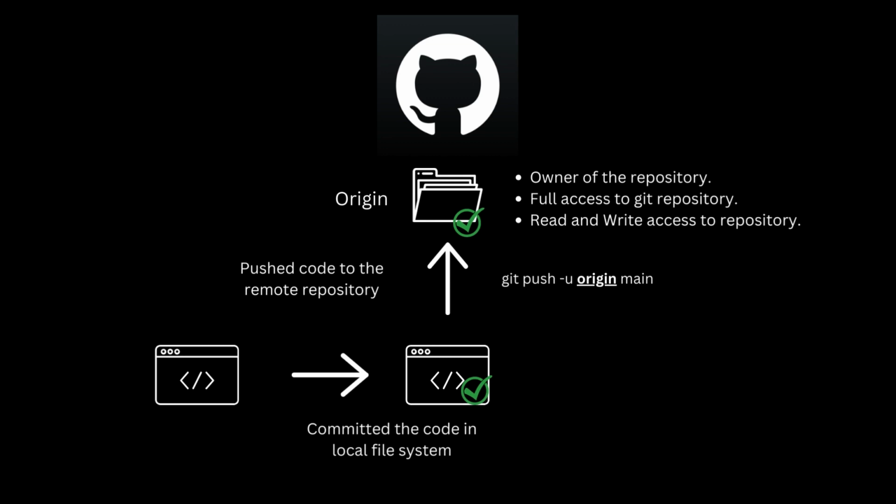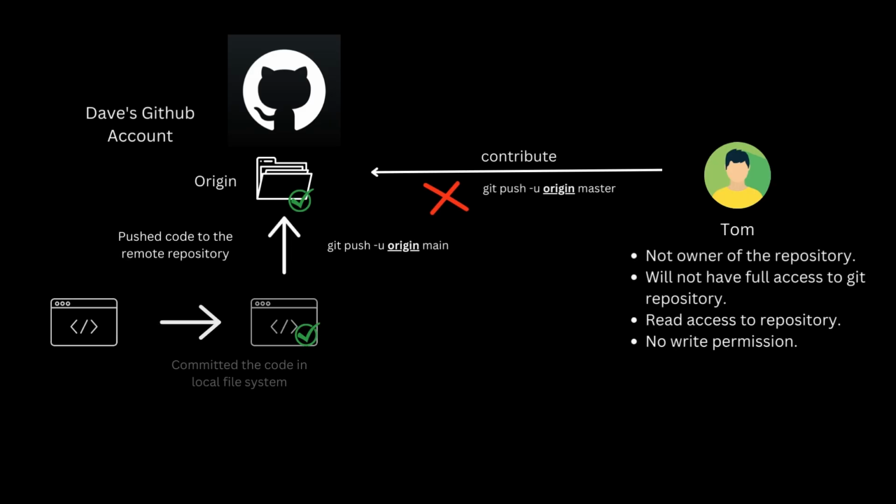If you are the owner of the repository, then you will have full access to it. You can directly push code to this repository. Let's take the example of Tom and Dave. Dave has a GitHub account which contains a project repository. As Dave is the owner of this project repository, Dave can directly push code to it. But Tom is not the owner of this repository, therefore he cannot push code directly to it. Tom will not have write permissions to Dave's repository.